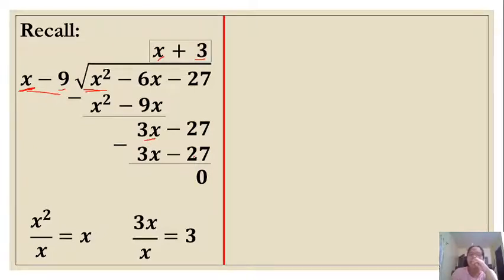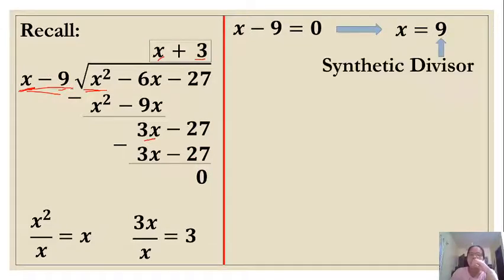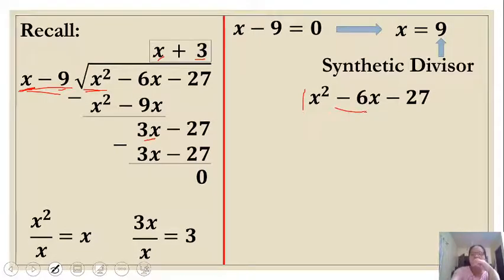How do we apply the synthetic division? Considering the divisor x minus 9, equate it to 0. So our x is 9. That's what we call the synthetic divisor, 9. And taking into consideration the coefficients in the dividend. The coefficient of the first term in the dividend is 1, so there's an invisible 1 there. The coefficient here is negative 6, and here that's negative 27. So those are the numbers that we have to consider.